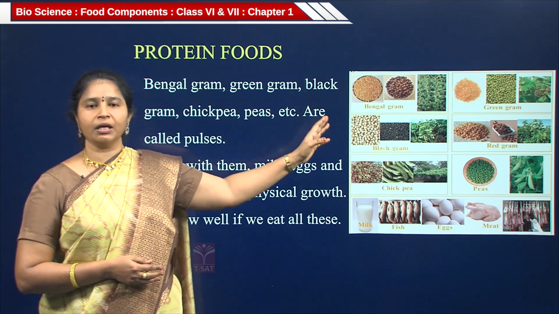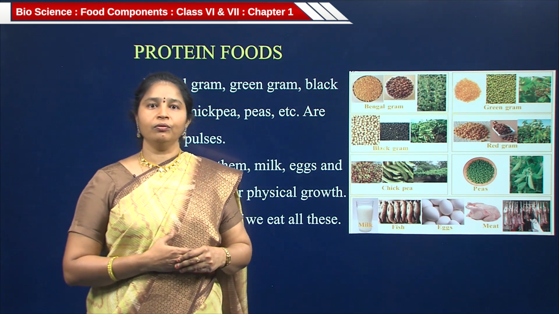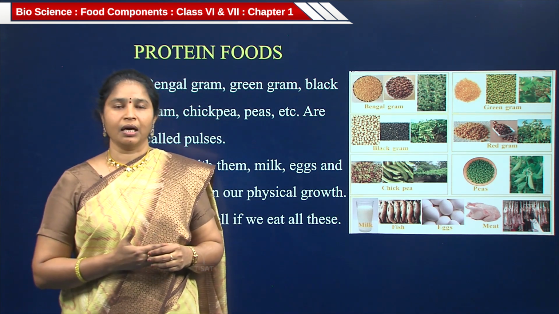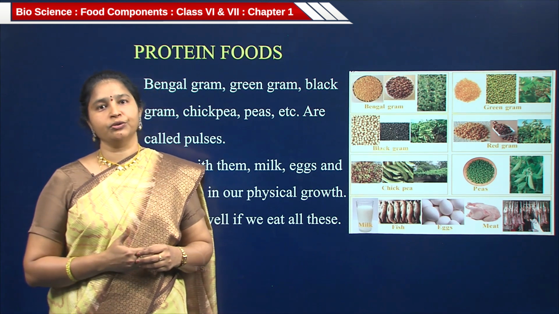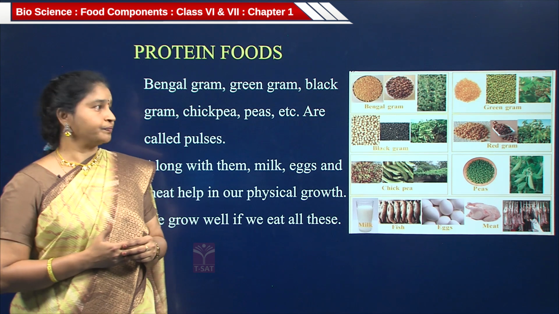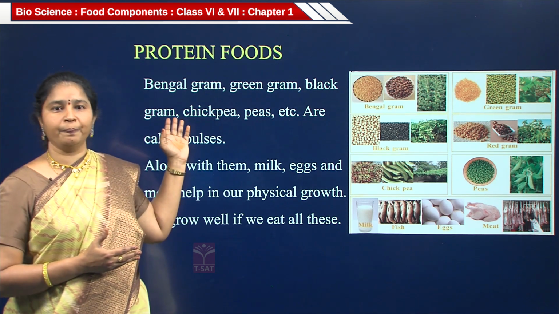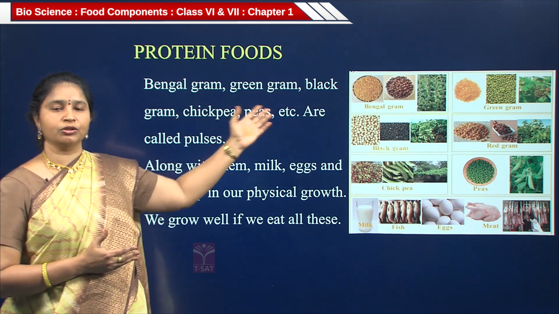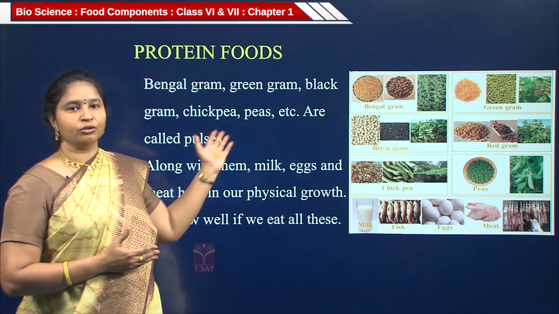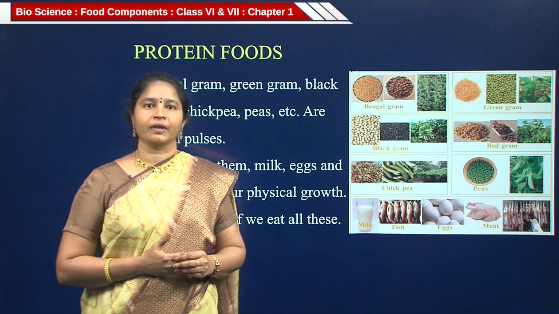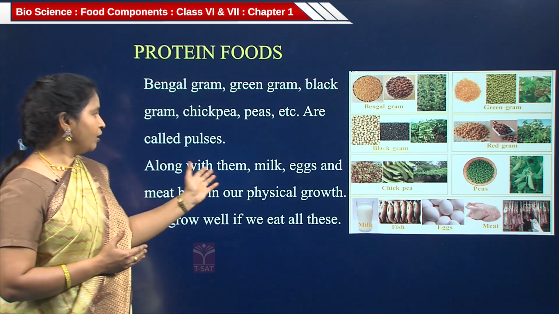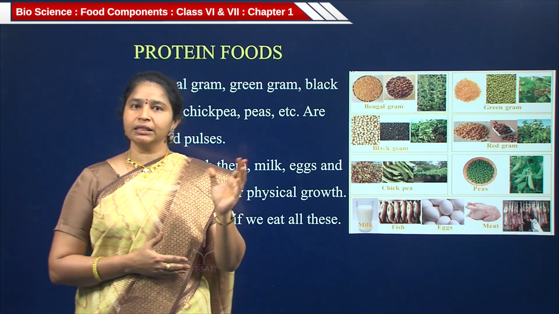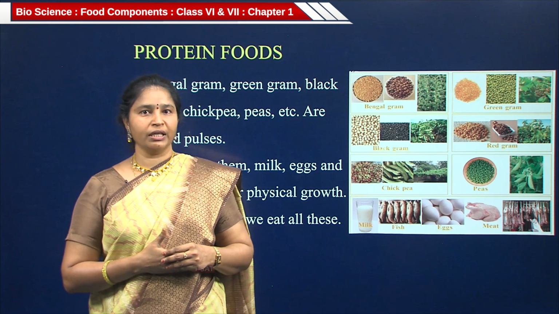One more important component is proteins. Do you know why proteins are very important? These proteins are useful for the growth of our body, and also for the healing of wounds. So, where do we get these proteins from? Bengal gram, green gram, black gram, chickpea, peas are the sources of proteins. We call them pulses. Along with them, milk, eggs and meat help in our physical growth. These also have proteins in them.